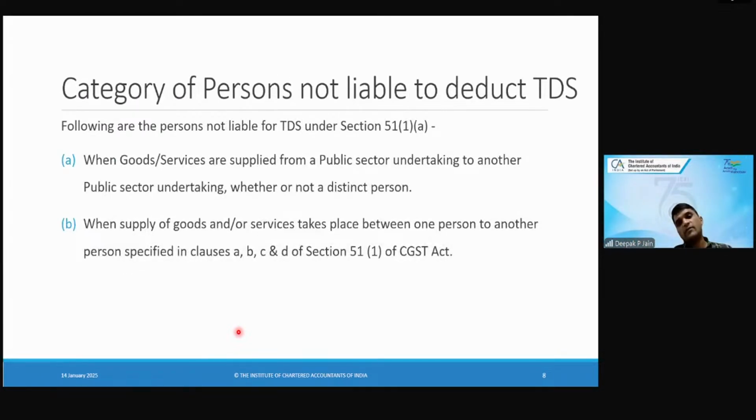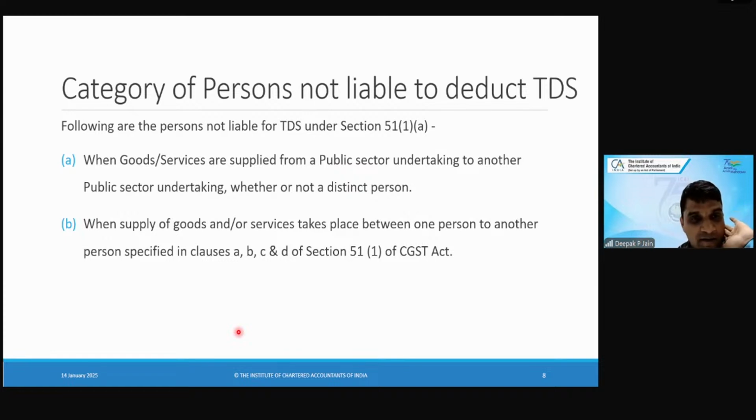Following a person is not liable to TDS when goods are supplied from a public sector undertaking to another public sector undertaking. Like somebody was giving the example of LIC, ONGC, MTNL. These are all public sector undertakings. When these public sector undertakings get any services from the public, then they will deduct TDS. But if it's getting services from another PSU, then from one PSU to another PSU, there is no requirement of deducting TDS.